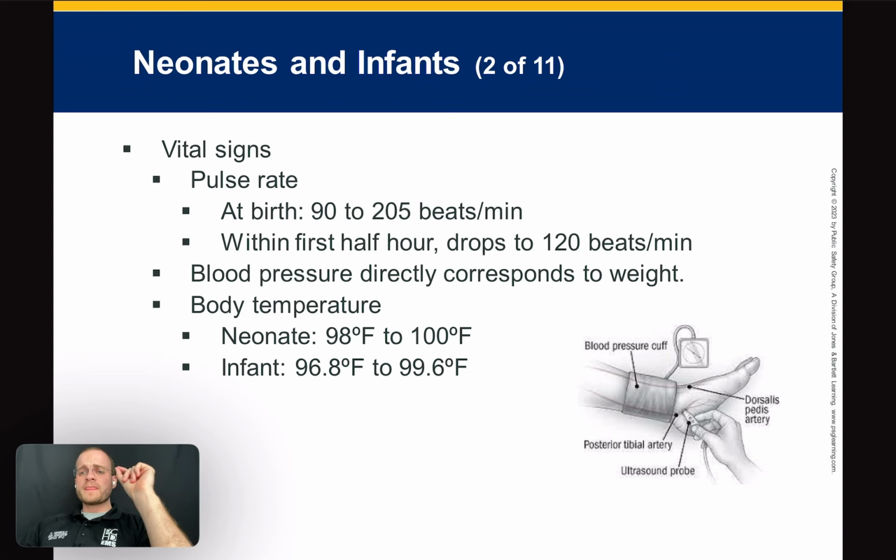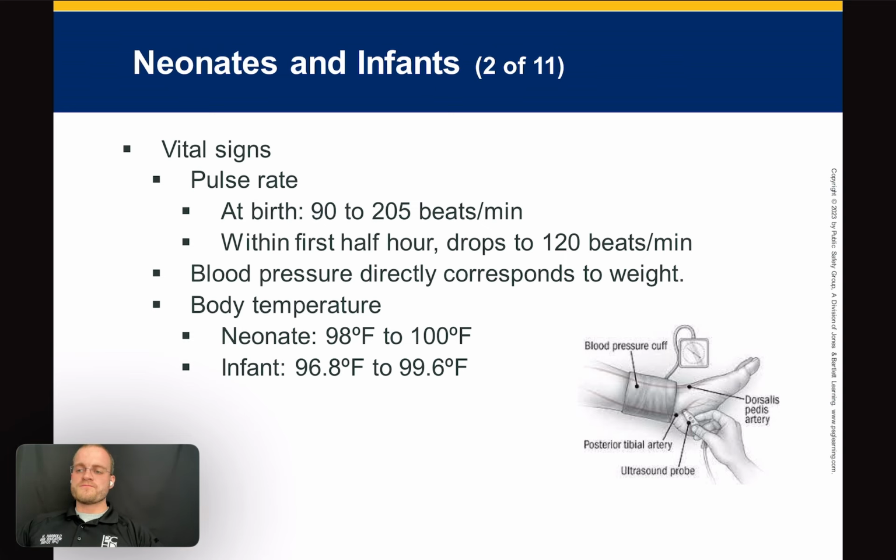So moving forward, the body weight, or I'm sorry, the body temperature. How we assess temperature in infants is rectal temperatures. Okay, so you'll take a rectal probe of a thermometer and insert it into the rectum through the anus, and it doesn't have to go very far. If you push it too far, you will perforate their rectum. So be careful with that. But that is how we assess that in infants.